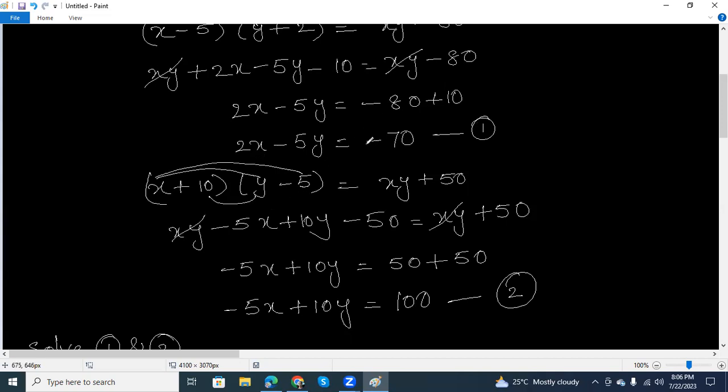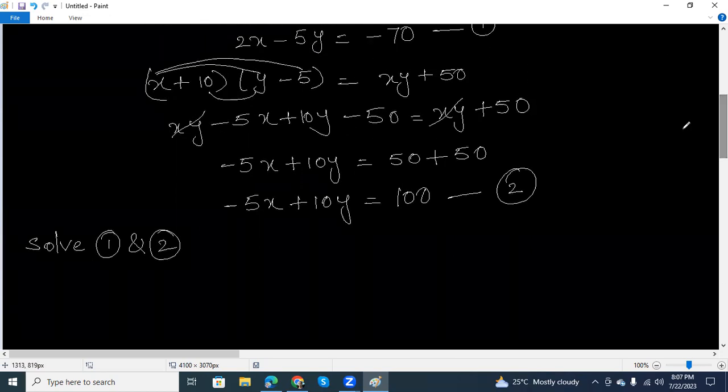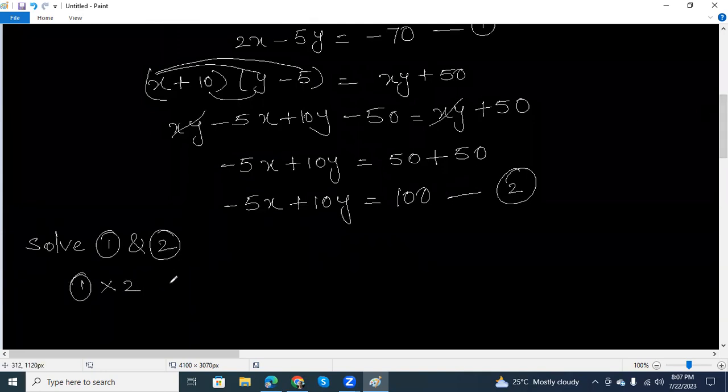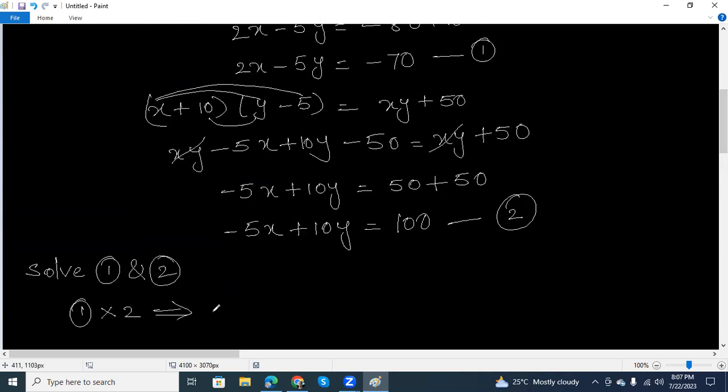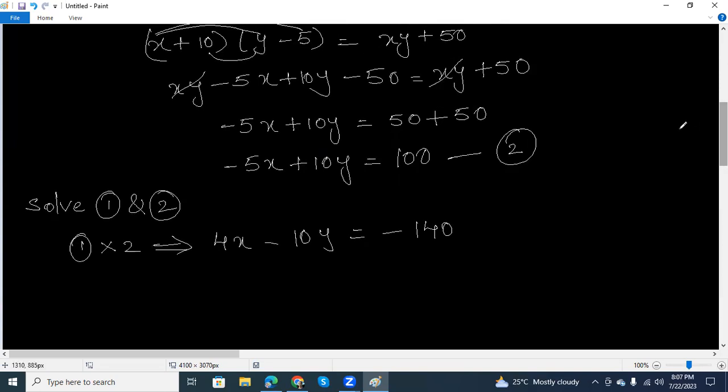Okay, so I am multiplying the first equation with the number 2. Let's take equation 1 multiplied with 2. What does it give? 2 into 2x, 4x, minus 2 into 5 is 10y, is equal to minus 70 into 2 is minus 140. Yes. Now the second equation y coefficient is the same, right? So we will take the second equation as it is: minus 5x plus 10y is equal to 100.